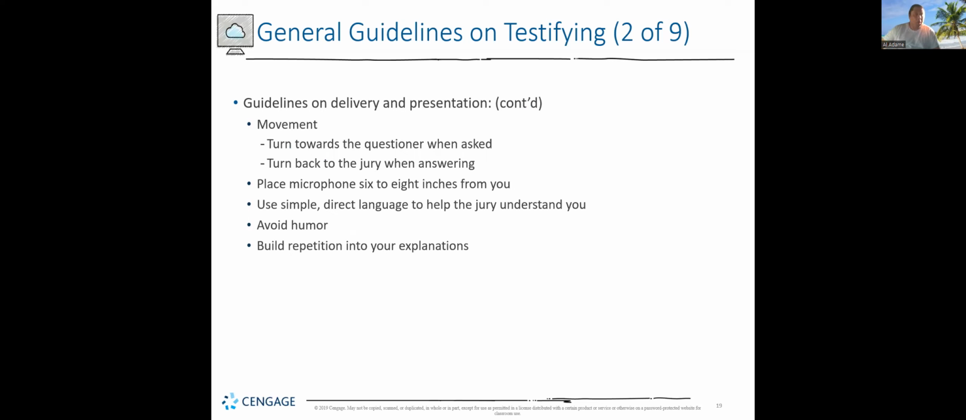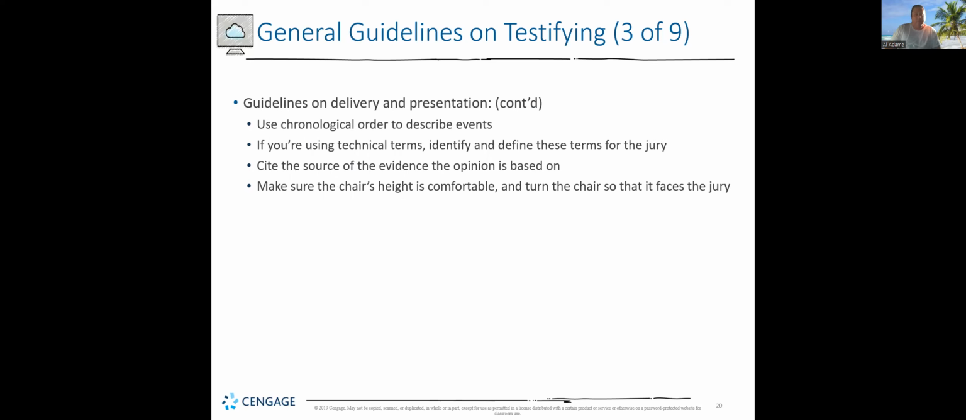Build repetition into your explanations. Use chronological order to describe events. If you're using technical terms, identify and define terms for the jury. Remember, the jury is going to be just a group of 12 random people. They're not going to know all the technical stuff, so you've got to break it down. Cite the source of the evidence the opinion is based on. Make sure the chair's height is comfortable and turn the chair so that it faces the jury.